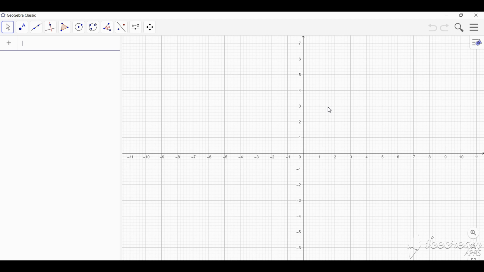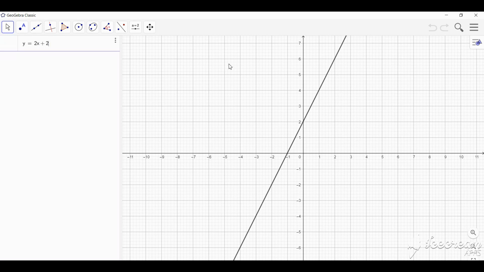Now today we'll be looking at what we call the equation of a straight line. Here we have GeoGebra software, and I'm simply going to input a straight line, and we're going to look at it and see what we observe. So let us say we go y equal 2x plus 2.